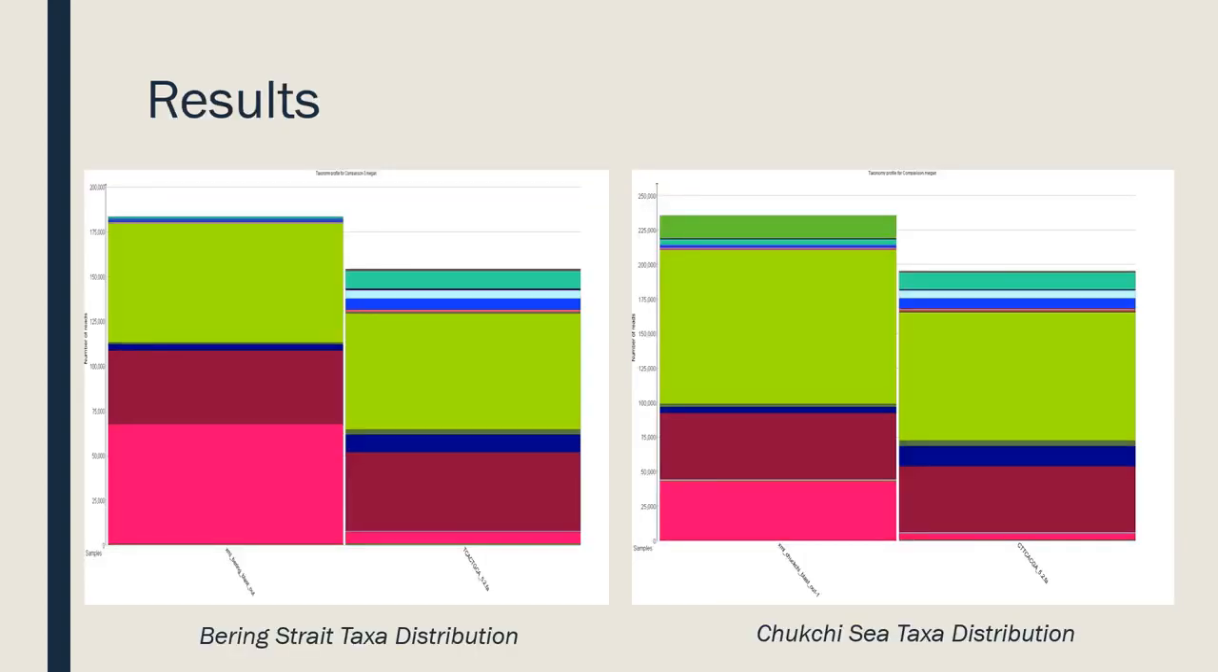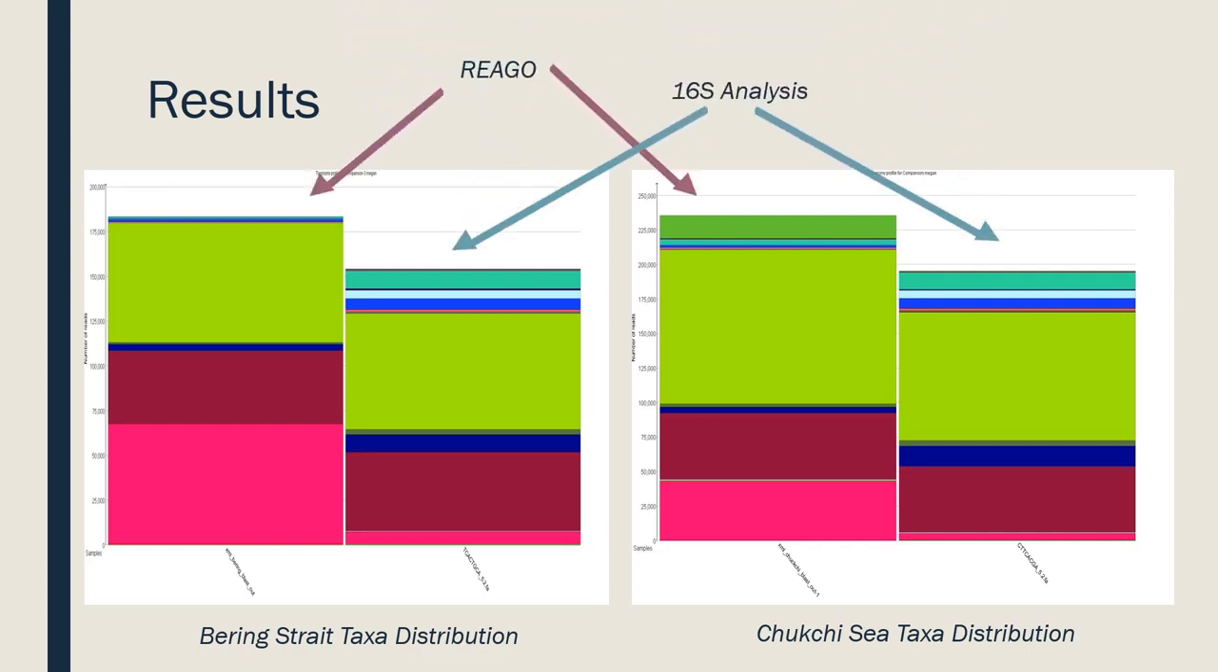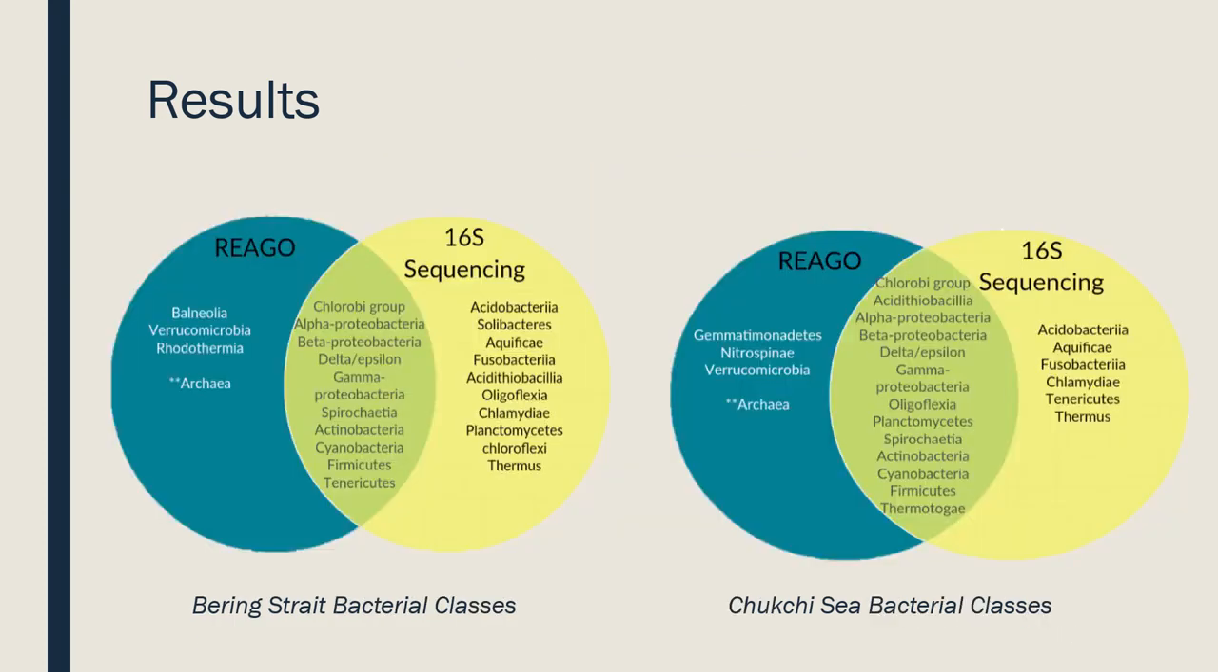Overall, metagenomic analysis by Riego produced 24% more reads than 16S rRNA analysis. For the Bering Strait, this was about 185,000 reads as compared to 150,000, and 235,000 reads as compared to 190,000 for the Chukchi Sea. While in both datasets a large number of identified bacteria were common between the two methods, unique bacteria were identified for each method as well.